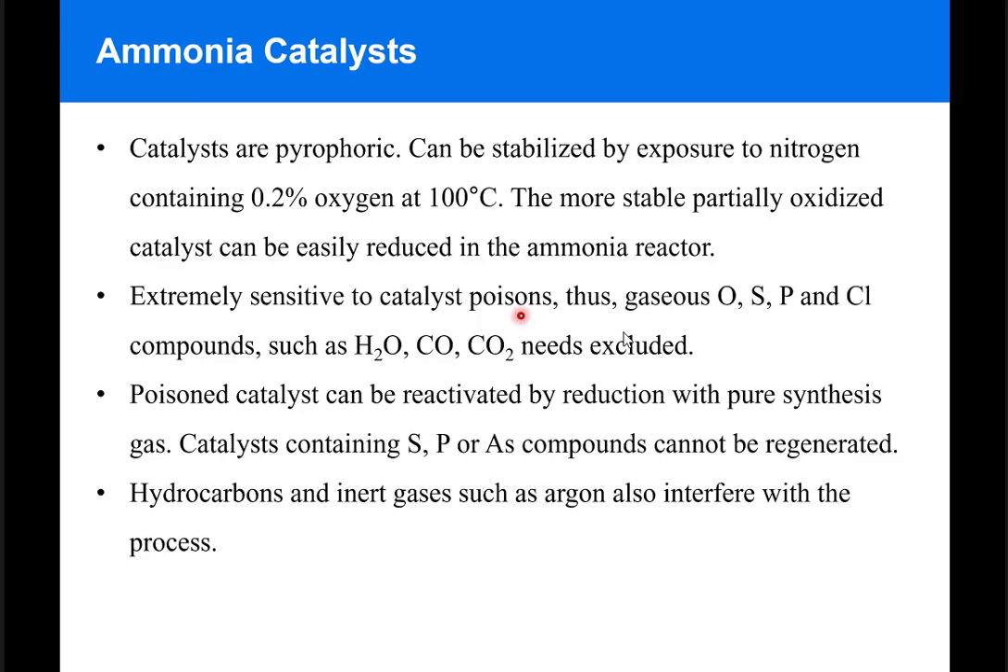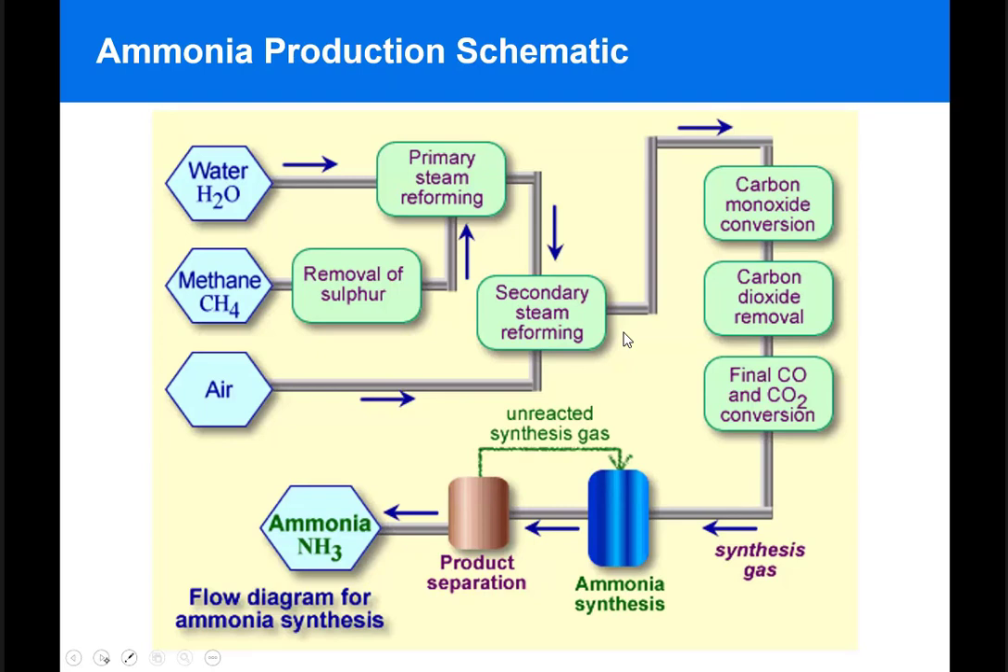Therefore, gaseous compounds containing oxygen, sulfur, phosphorus, chlorine have to be removed from the precursors. In some cases, poisoned catalysts can be reactivated by reduction with pure synthesis gas. However, if the poisoning is due to sulfur, phosphorus, arsenic compounds, regeneration is not possible. Also, hydrocarbons and inert gases such as argon sometimes interfere with the process, so they need to be minimized as much as possible. This is a flow chart that summarizes the process.